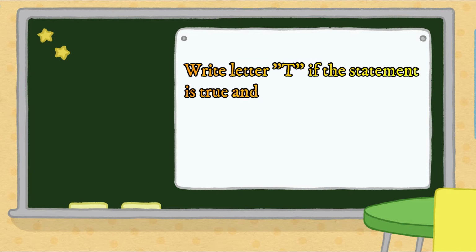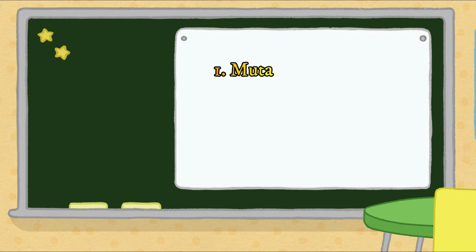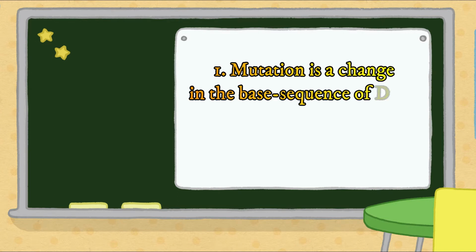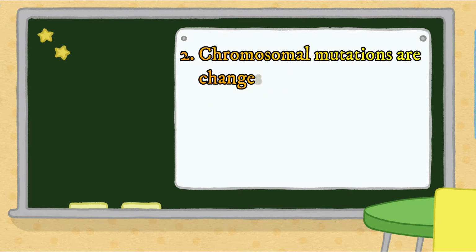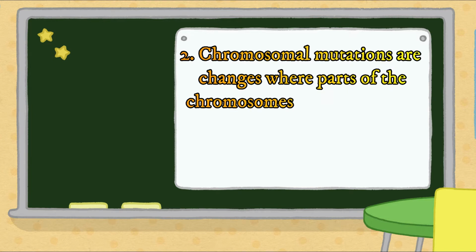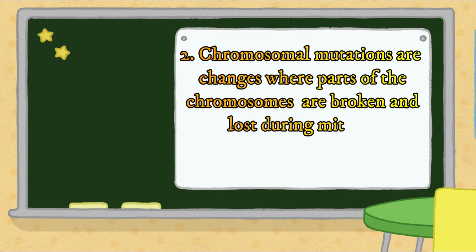Before we proceed with our discussion for today, let us have first a recap of what we have learned last time. Write letter T if the statement is true and letter F if the statement is false. Number 1. Mutation is a change in the base sequence of DNA. Number 2. Chromosomal mutations are changes where parts of the chromosomes are broken and lost during mitosis.